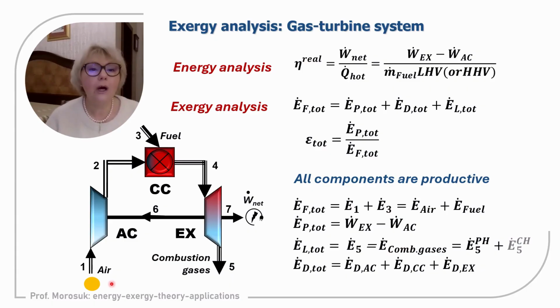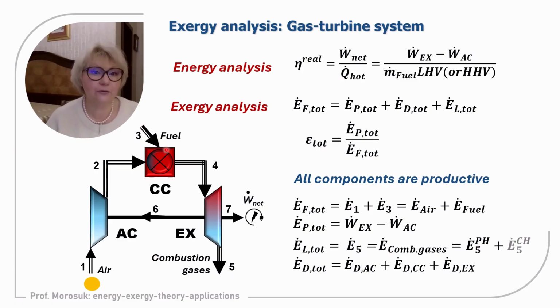And we also know that for as many working fluids, we have as many states zero. So it means that temperature and pressure will be the same, and enthalpy and entropy to calculate physical exergy will depend on the properties of the working fluids. For the open cycle gas turbine system, we have three working fluids: air, which is compressed within the air compressor, so it is one working fluid.